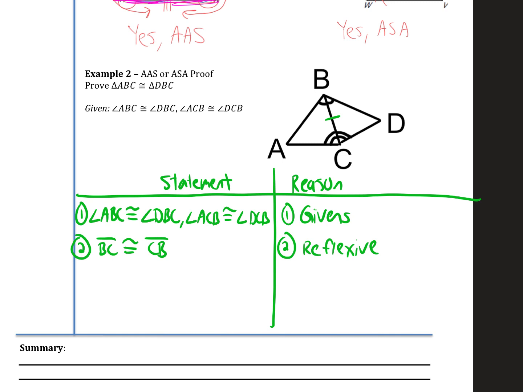All right, do we have enough information to prove the triangles are congruent? Well, let's see what we have here. If we go around the triangle, we have angle, side, angle. Looks like we do. That's a postulate that we know. So for step 3, triangle ABC is congruent to triangle DBC. And the reason for that is angle, side, angle. The congruent side between the two congruent angles. And there's our proof.